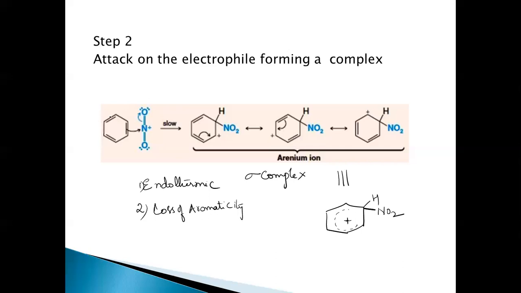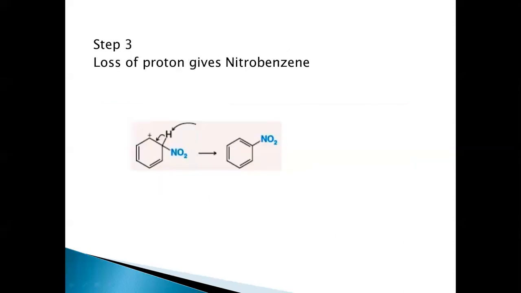Because in the benzene ring all carbons are sp2 hybridized, but if you look at it, this one is sp3 hybridized. So there is a loss of aromatic character and also only 4 electrons now. Overall, there is a loss of aromaticity and the reaction is endothermic in nature. This is a slow step of the reaction, the rate determining step, resulting in the formation of a sigma complex. And in the third step, the loss of the proton, giving you the nitrobenzene.